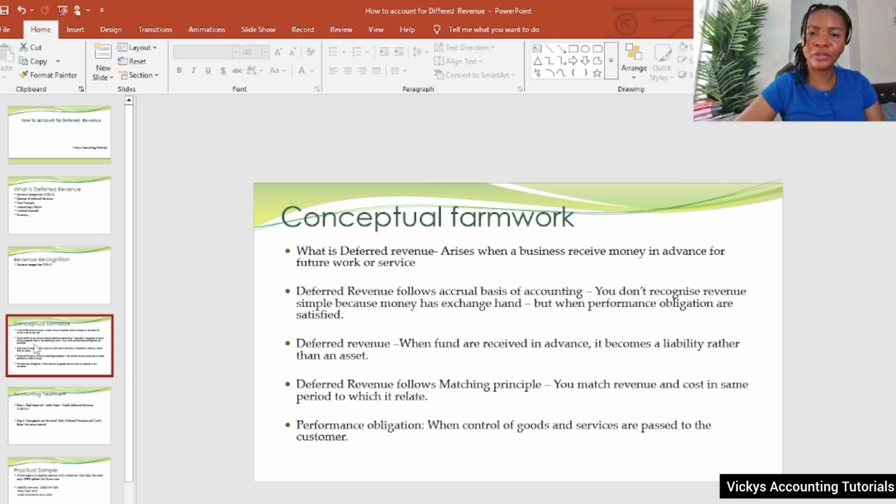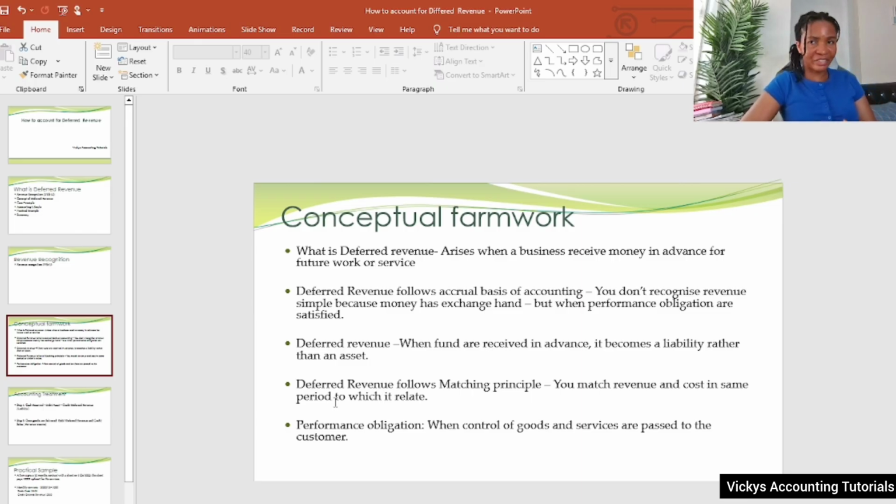Deferred revenue follows the accrual basis of accounting, right? It simply says that you don't recognize revenue simply because money has exchanged hands. Rather, it is when you perform your obligation and the obligation has been fully satisfied. When funds are received in advance, deferred revenue becomes a liability rather than an asset. When you receive money in advance, you don't count it as your revenue yet. Although you have the cash at hand, that cash is actually a liability to you rather than an asset.